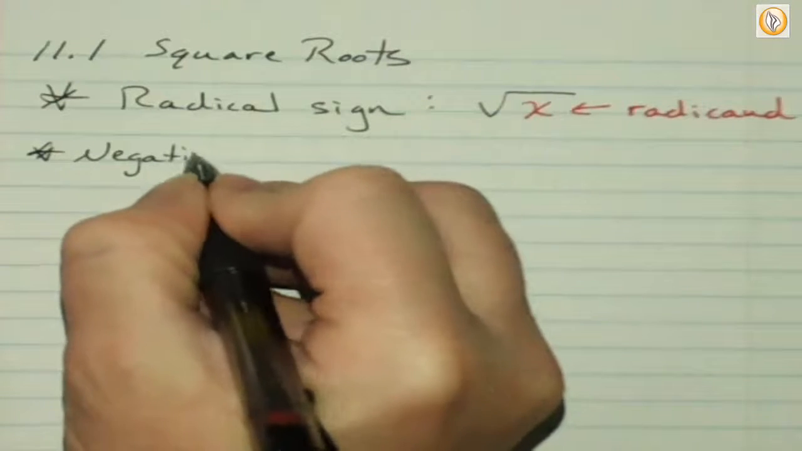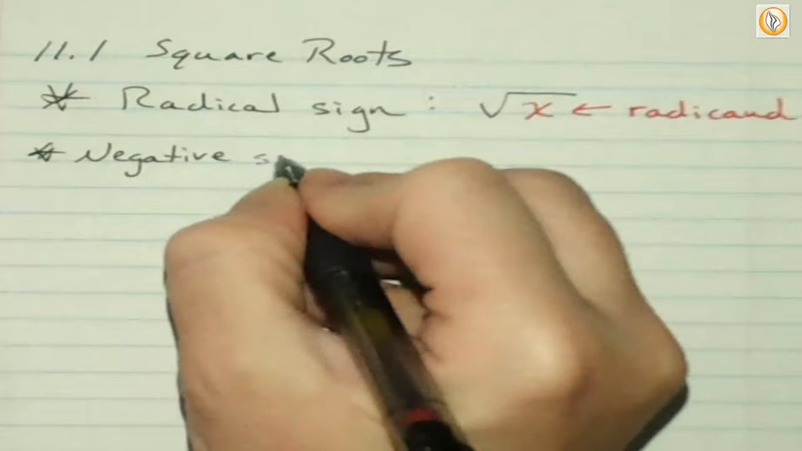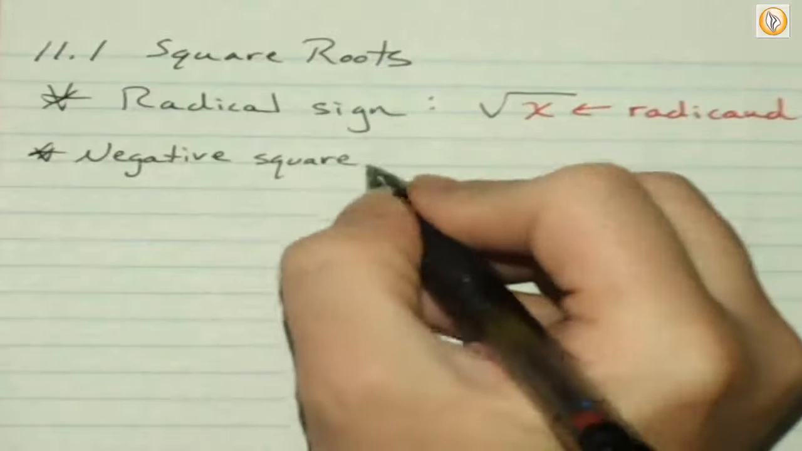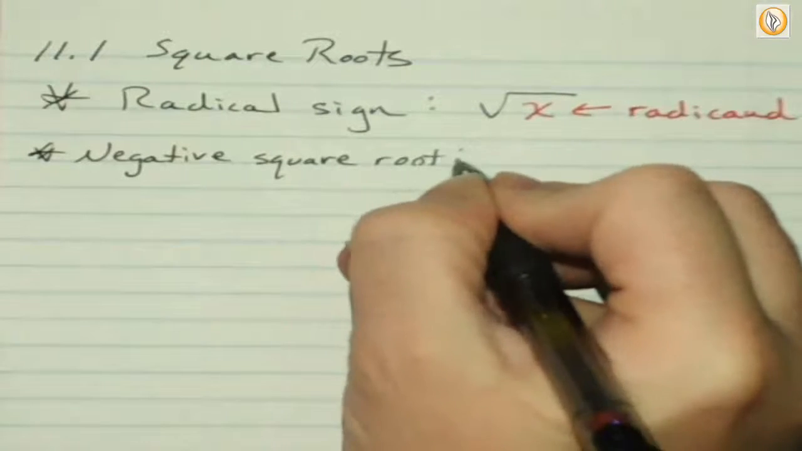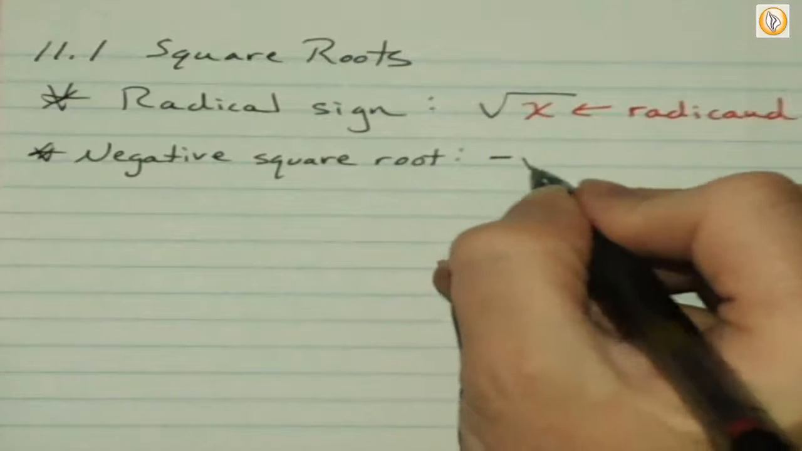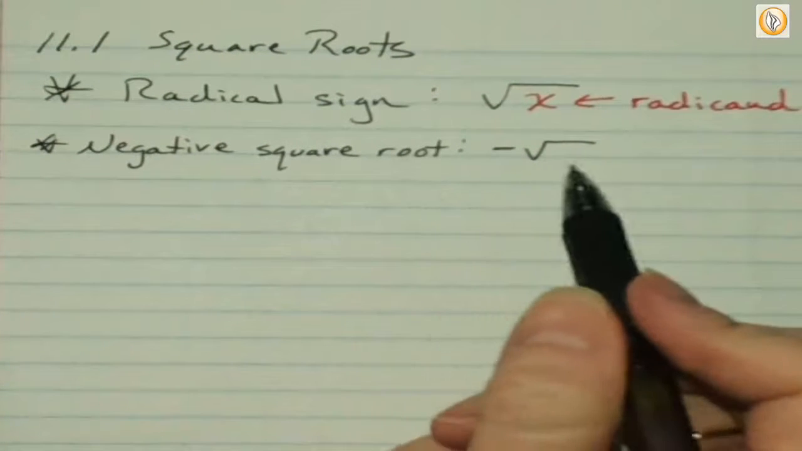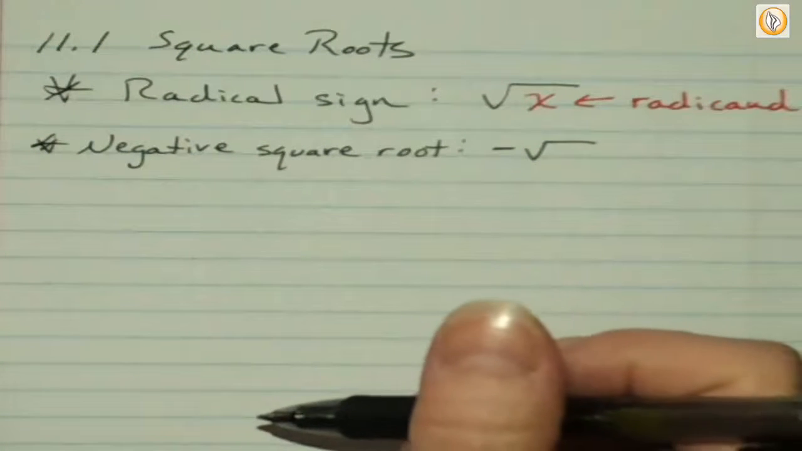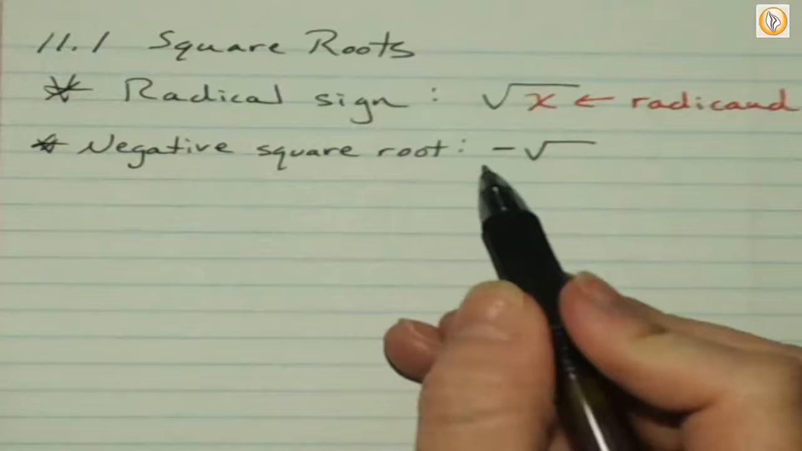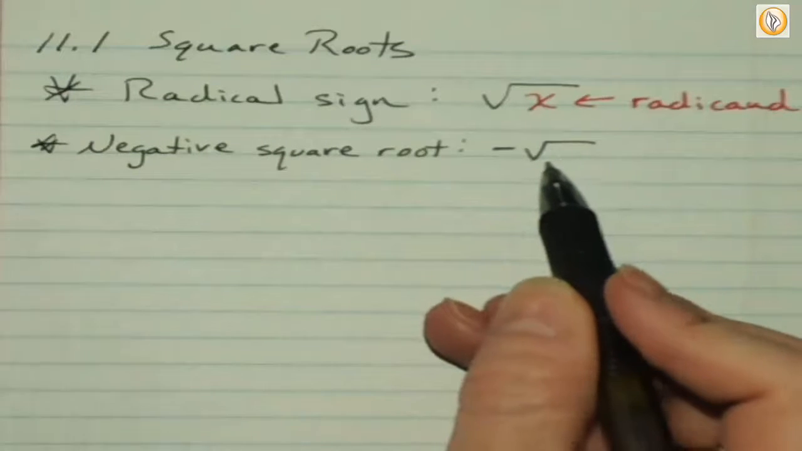Oh, yeah. Negative square root. Negative square root looks like this. You have a negative on the outside, and then the square root.